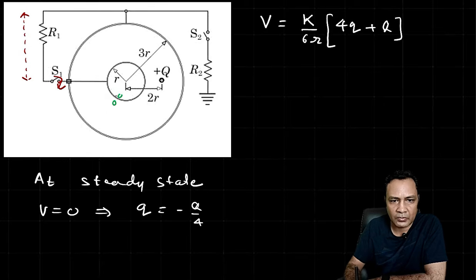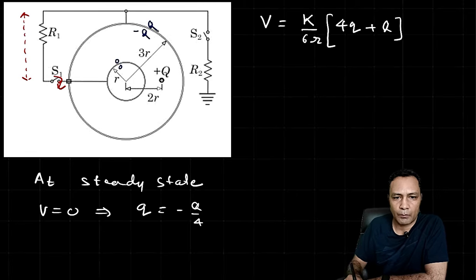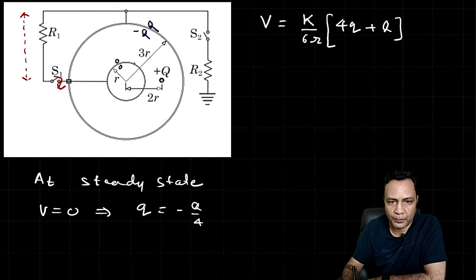Now see, initial charge here, initially this charge was 0, this charge was 0, initially it was uncharged, 0 0, and this charge would obviously be minus Q and capital Q. But at steady state, when the steady state has been established, this charge has become how much? This will be 0, and this I've just got minus Q by 4. So that will be how much? Minus Q by 4, that will be capital Q. So this will be minus 3Q by 4.